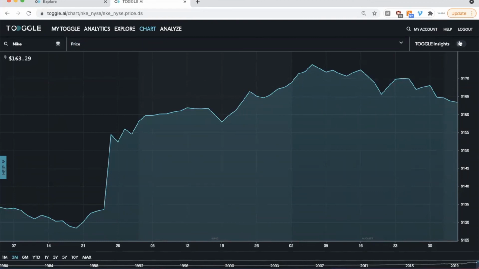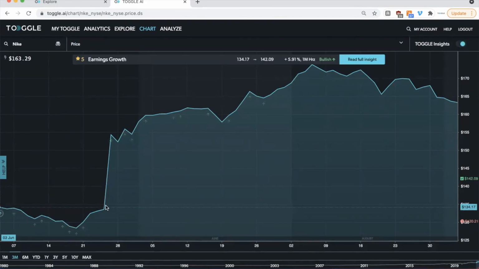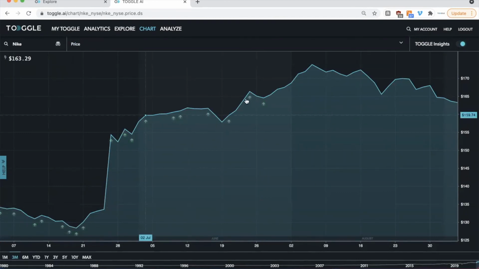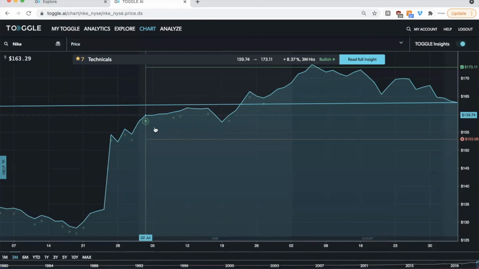Another cool thing is on the top right here, if you switch on Toggle Insights, we have all our insights previewed on the graph, so you can exactly see what is driving the price of the asset.